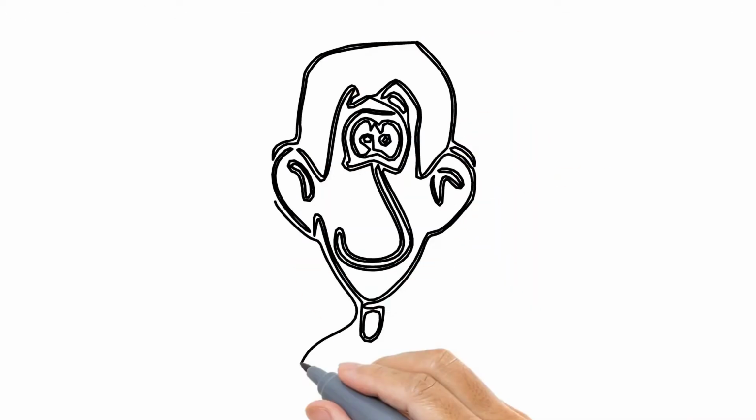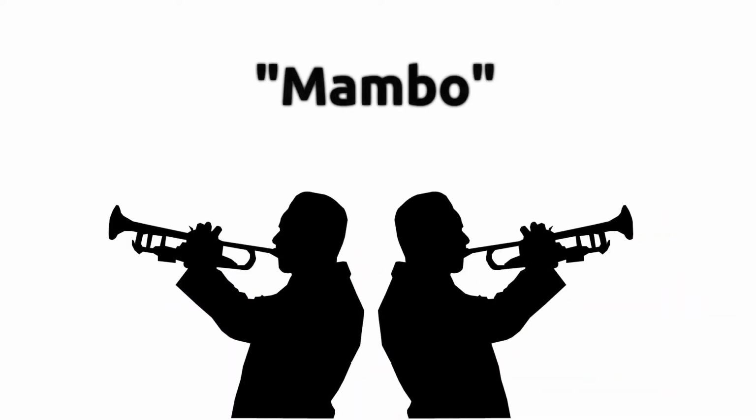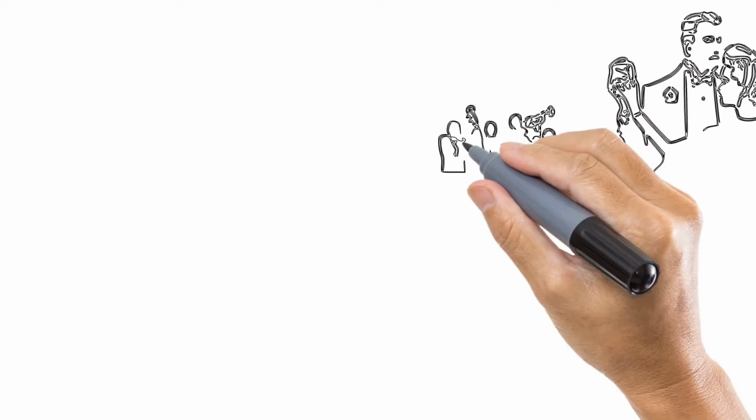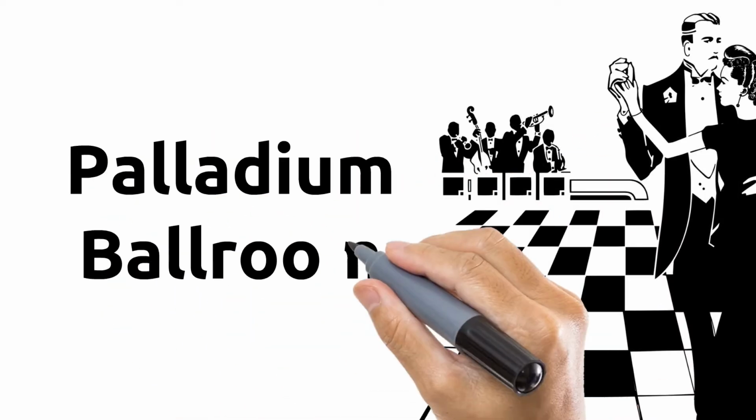So what were the other versions of the basic step On2, and how did they develop? Well, let's take a look at three more versions, starting with version number 2, classic mambo. When the Cuban mambo rhythm became popular in the United States starting back around 1948, the hotspot for mambo dancing became New York City's famous Palladium Ballroom.